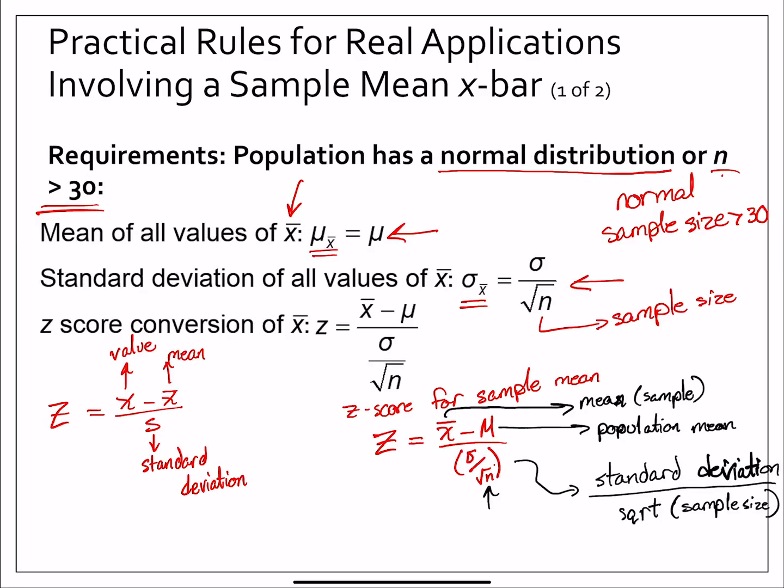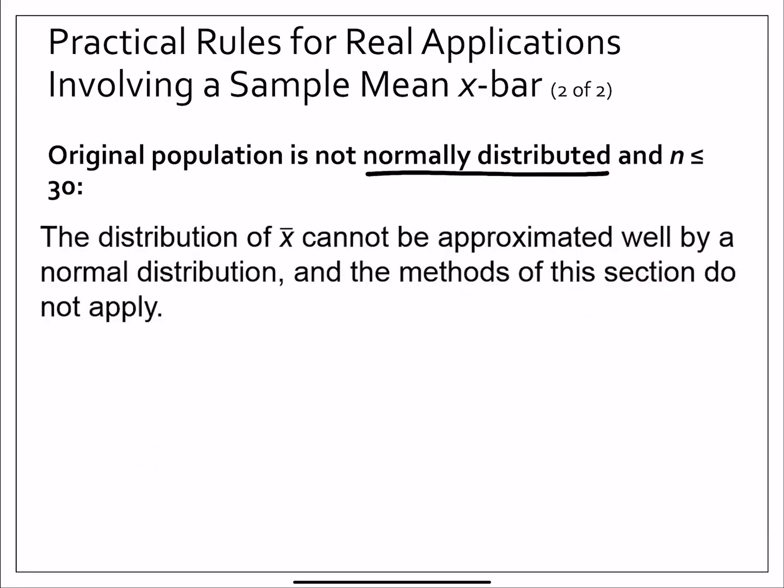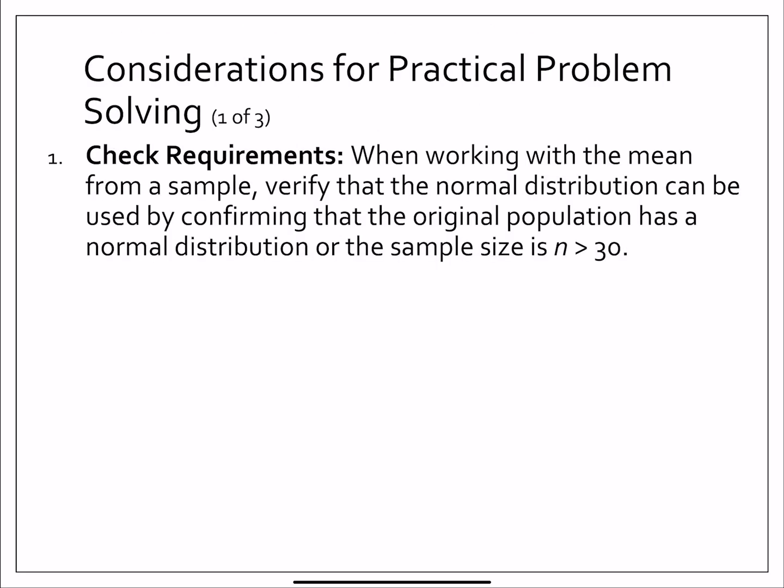We just need to do a check. Is it a normal distribution originally, or is our sample size bigger than 30? Either one has to be true. And if we can't do it, then we cannot do any of this stuff. We can't use the central limit theorem to apply it.